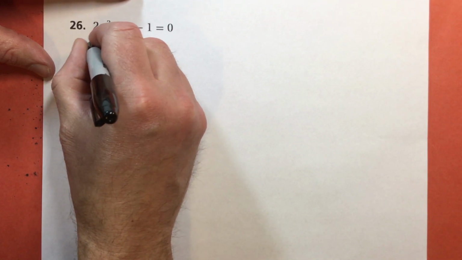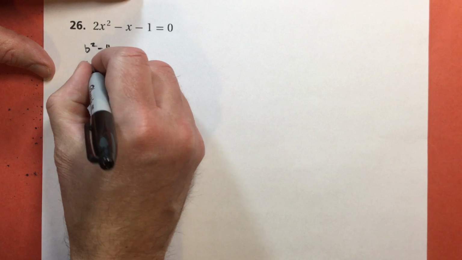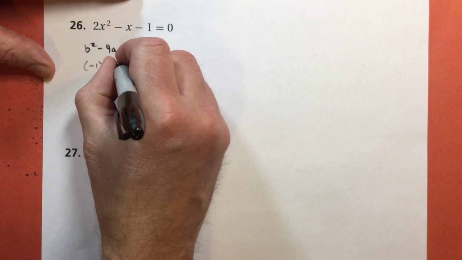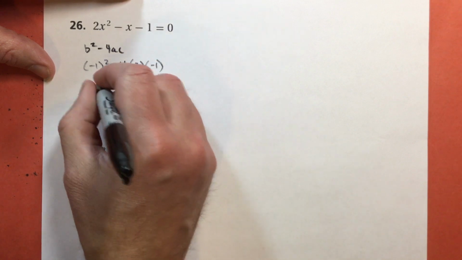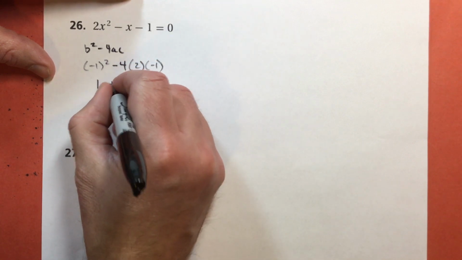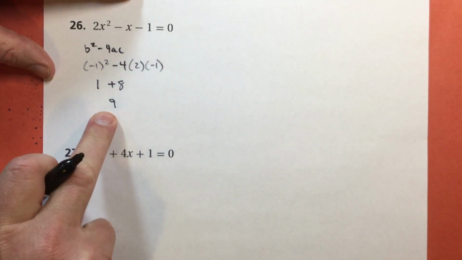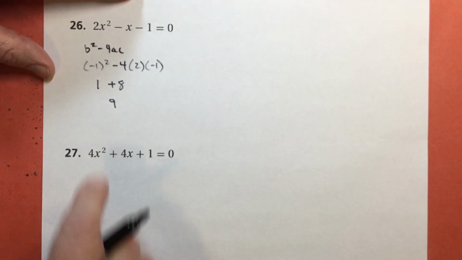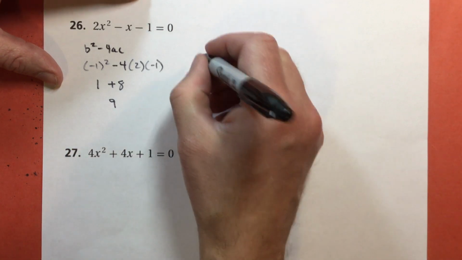I get b squared subtract 4ac. This is going to be -1 squared subtract 4 times 2 times -1. 1 plus 8 equals 9. Well, that's good to know. Why is that good to know? That means I could have factored it, because 9's a perfect square. I'm not going to end up with a radical.